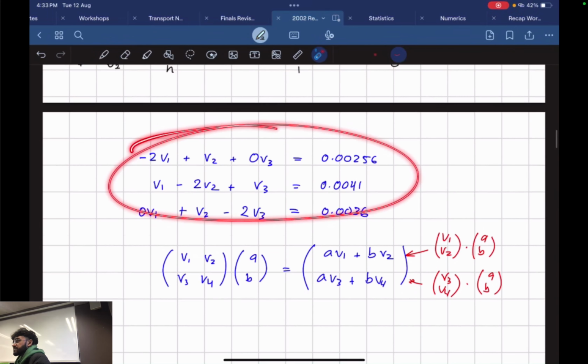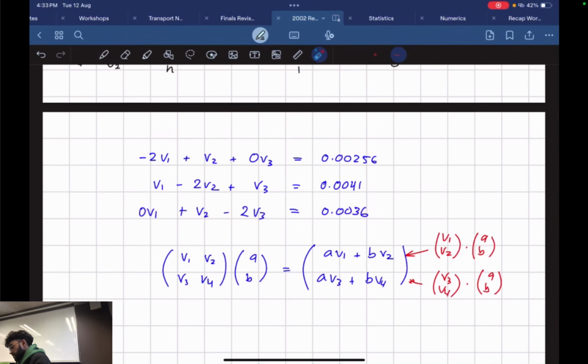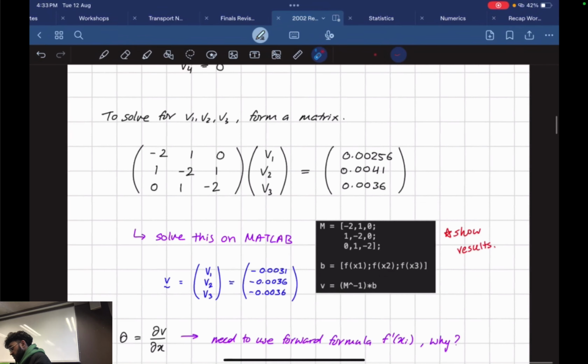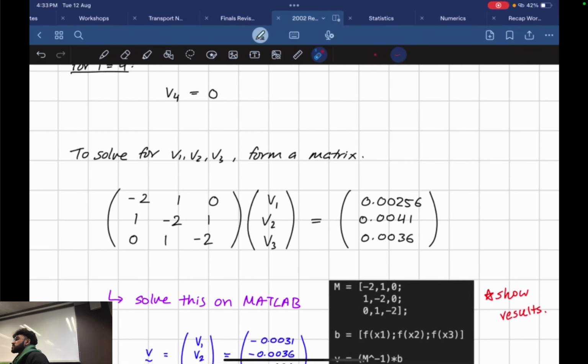These are the values that we have, the equations that we have. If you take a look at the matrix, right?